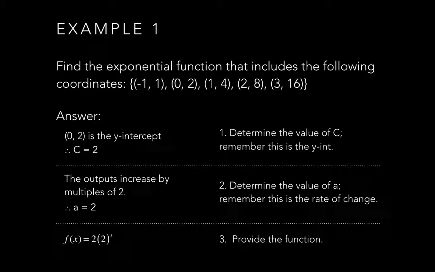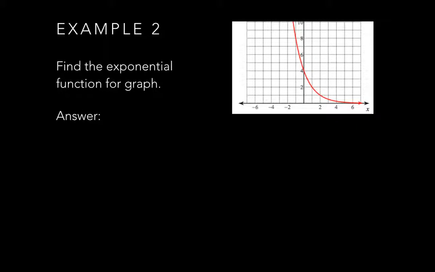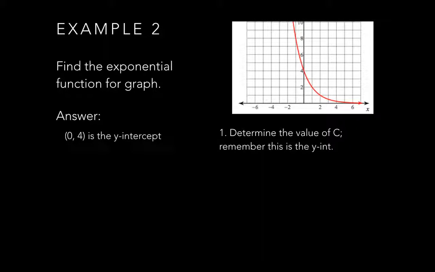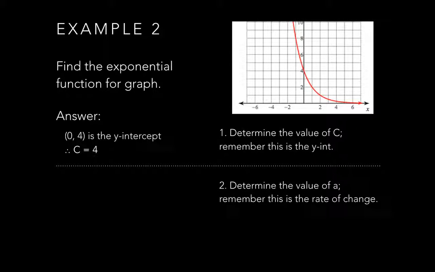I have one more example for you, and it is when you are given a graph. So again, we take the same approach and we determine the value of c. Well, this is nice. We can see it quite easily on our graph. It is the point (0, 4). That is where our y-intercept is happening, which means our c value is 4. Next, we have to figure out our rate, our a value. You'll notice that this is a decay, that it is decreasing.